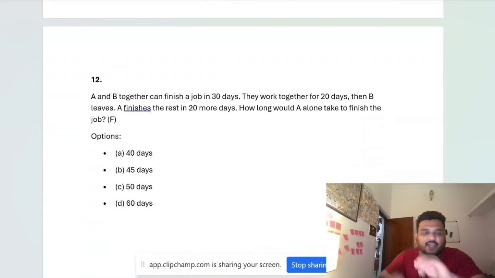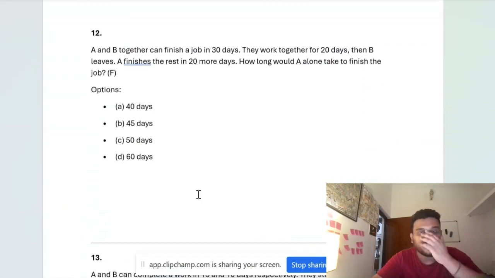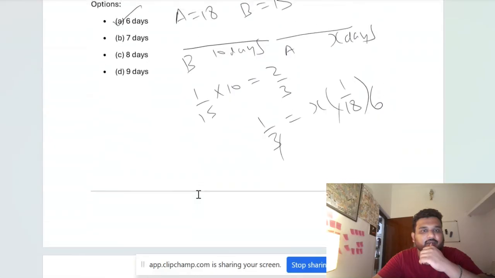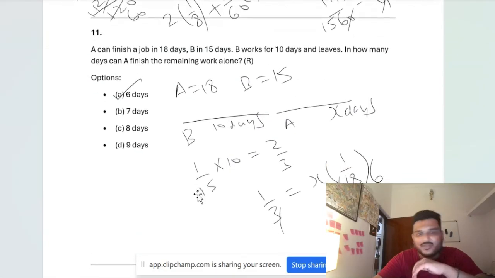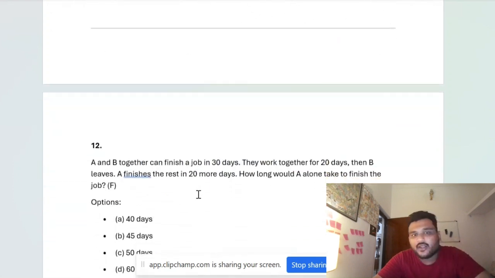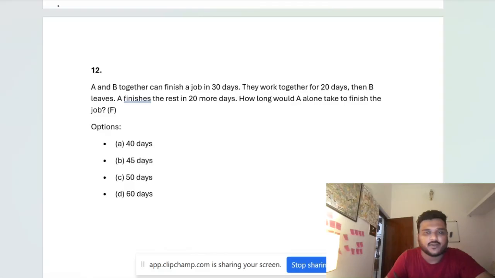Now, as you can see, even I made a mistake by considering that A and B are working together, but it came out to be more than one. So I got to know that I'm doing some kind of a mistake, so I went back to the question. Again, I would say only revisit once. If it is taking too much time, please skip the question.